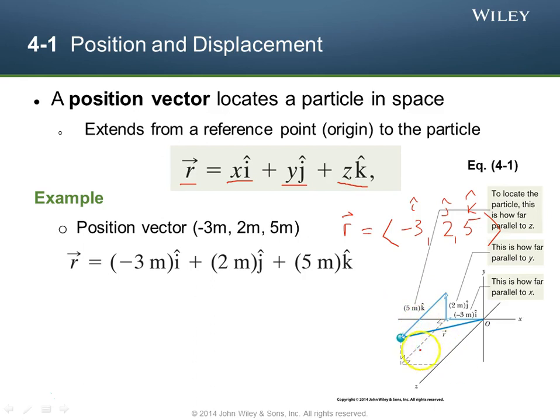And so what does that represent in three-dimensional space? Well, that means we're -3 along the x-axis. We are a +2 along the y-axis, and we are out 5 along the z-axis. And so that gives us the octant that we're located in.